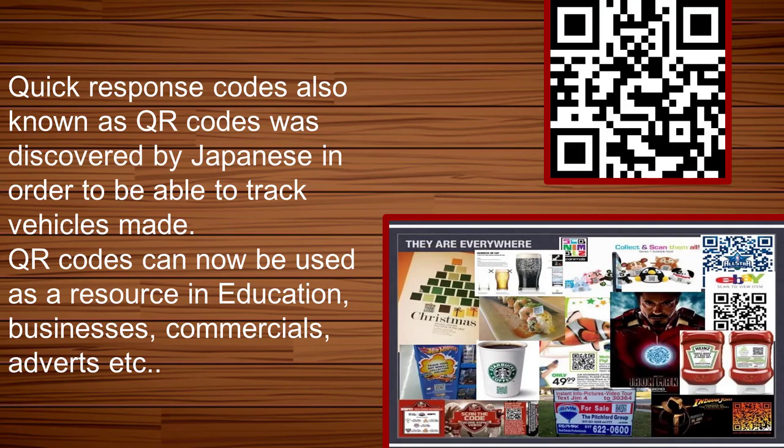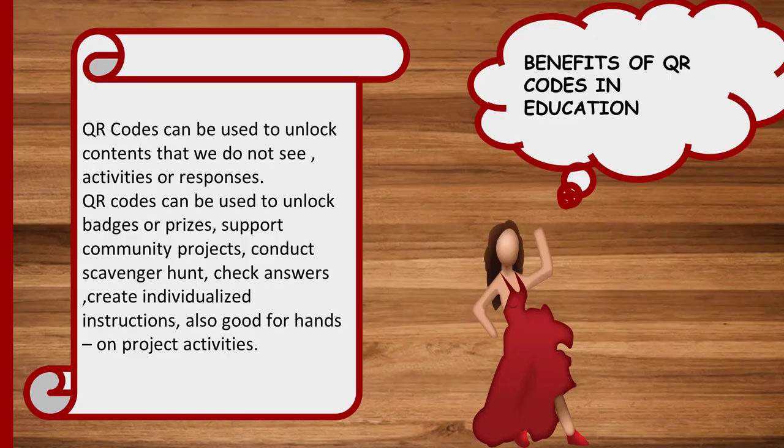So quick response codes, also known as QR codes, were invented by the Japanese in order to be able to track vehicles made. QR codes can now be used as a resource in education, businesses, commercials, adverts. Okay, here is my next slide. This is going to take us through the benefits of QR codes in education.